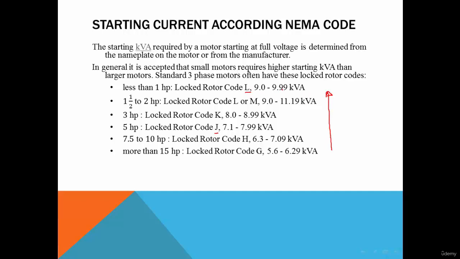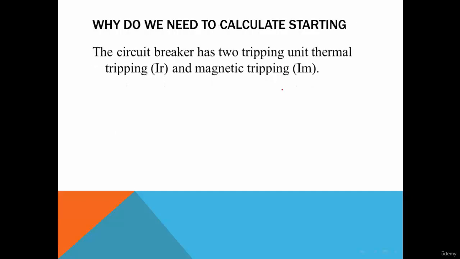Now, how can we use this value in selecting the circuit breaker? The circuit breaker has two trippings, which are the thermal tripping IR and the magnetic tripping IM. The magnetic tripping IM must be greater than the starting current value of the motor. So if the starting current flows through the circuit breaker, it will not trip in the starting condition.